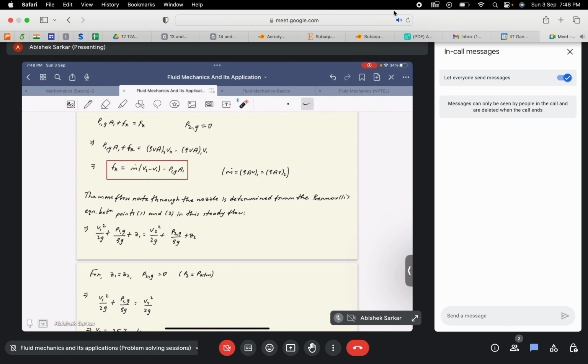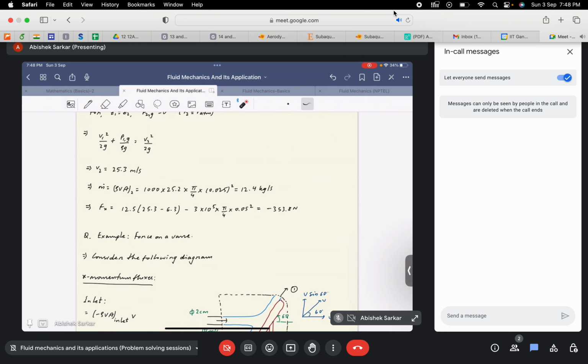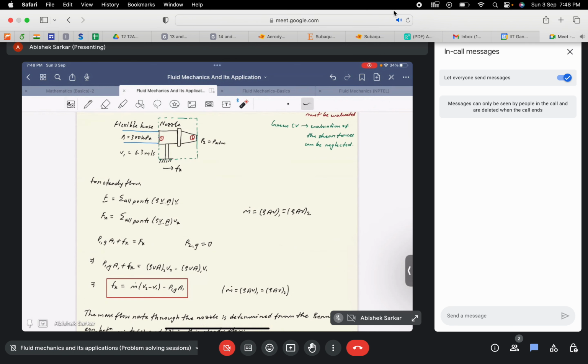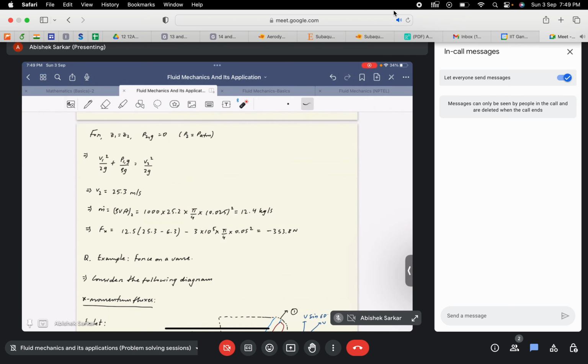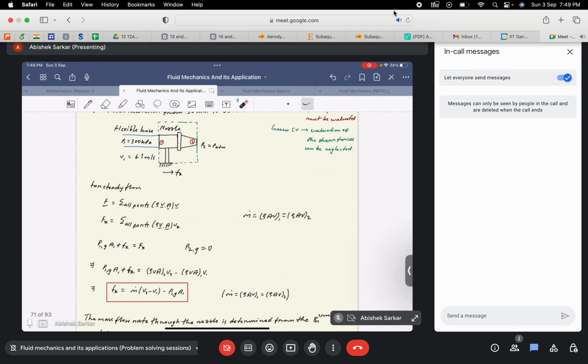V2 in this equation, so we would get Fx equal to minus 353.8 newton. So the minus sign again gives a very important conclusion. Here we have chosen that the reaction force would act in the positive x direction, by our default choice. But after continuing all our calculations, we finally find that the net force is minus 33.8 in the negative x direction. So this gives us a very good sense of the direction of the net force that would act on the attachment at this point.